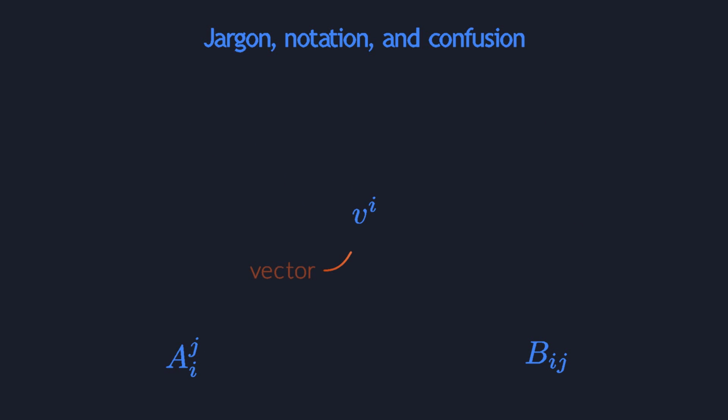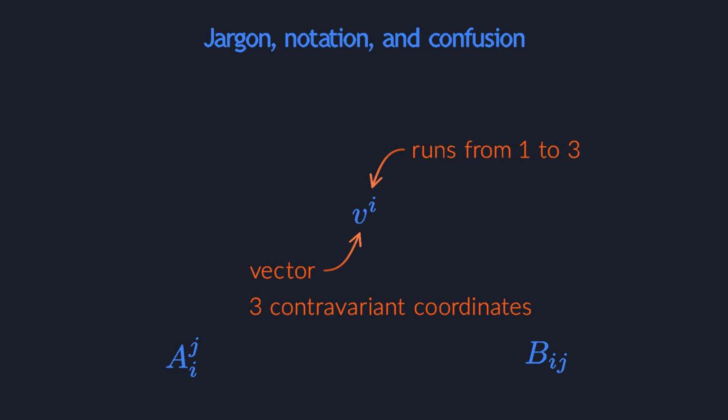This expression represents a vector. In 3D, the index i runs from 1 to 3. So this expression stands for a collection of 3 numbers, the 3 coordinates of the vector. Always be aware that even though this notation is very compact, it can stand for a large number of real values. The index i is written at the top, which indicates that the coordinates of a vector are contravariant. Contravariant indices look like exponents, but they aren't. Confusing, right?